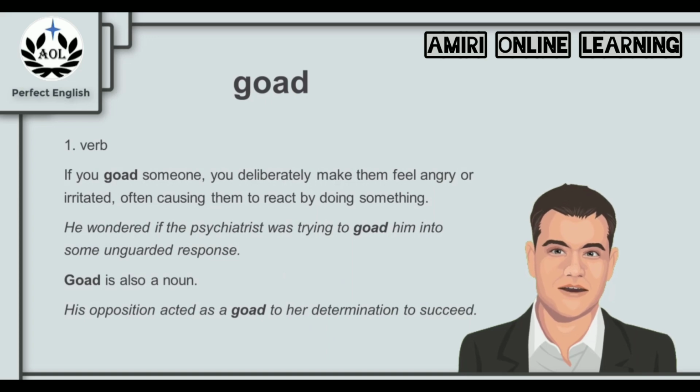Goad is a verb. If you goad someone, you deliberately make them feel angry or irritated, often causing them to react by doing something. For example, he wondered if the psychiatrist was trying to goad him into some unguarded response. And goad can also be used as a noun. For example, his opposition acted as a goad to her determination to succeed.